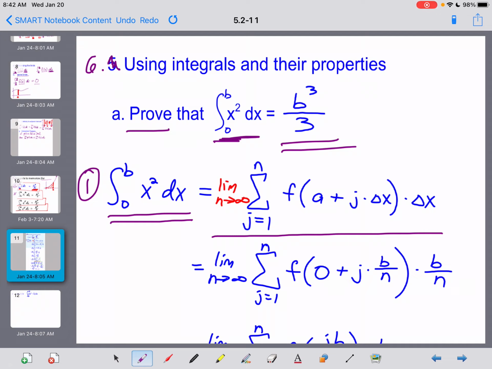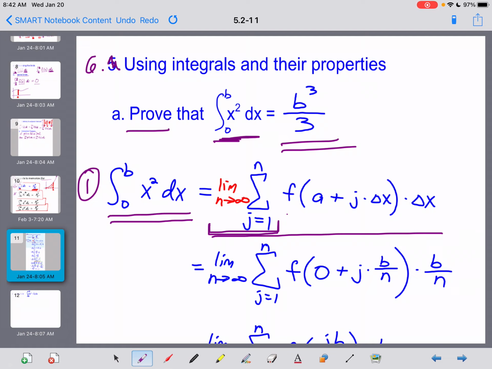So, the integral gets replaced by the limit as n approaches infinity of a summation starting at j, not sure why I used j here instead of k like I did last time, but whatever, starting at j equals 1 and going up until n.